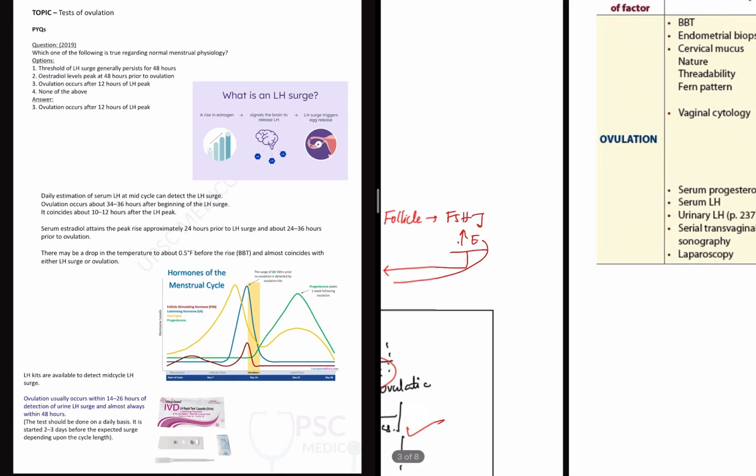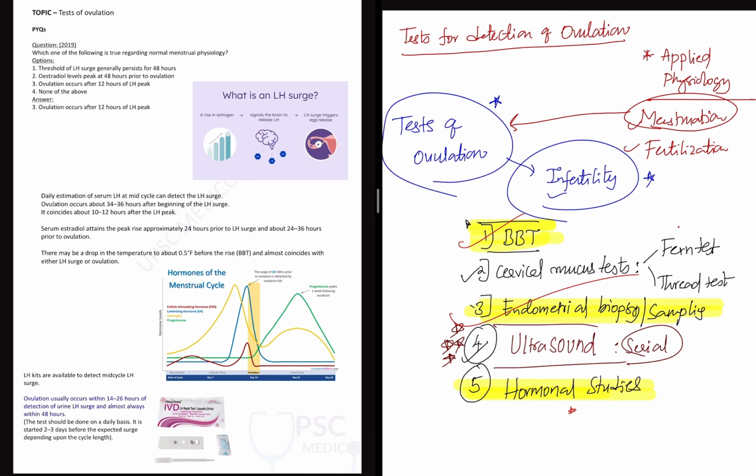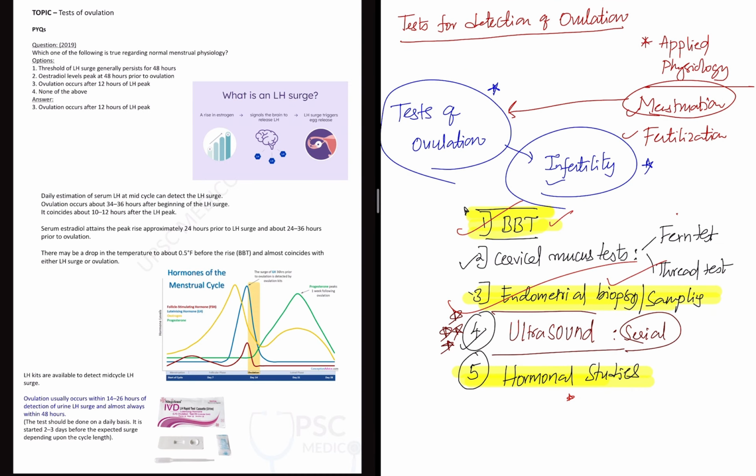So finally, we're done with the 3 important things. What are they? We have done the basal body temperature method. We are done with endometrial biopsy, and we're also done with the next thing, that is the hormonal studies, LH surge. Okay, when does it occur, and what is LH peak, and what is estrogen peak. We're left with serial ultrasound and cervical mucus test.